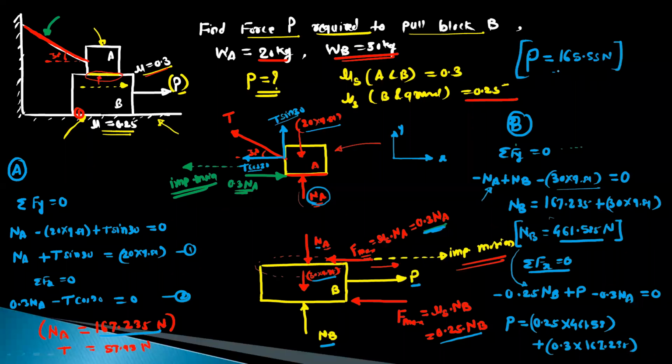Check this answer. If you apply the force P on block B, equal to 165 Newton, then the block will be on the verge of motion. After this, even if I increase the force by 0.1 Newton, block B will start its motion. It will enter into the dynamic state. At this point, it is the limiting condition for equilibrium. So this is your final answer: P required to pull the block B.